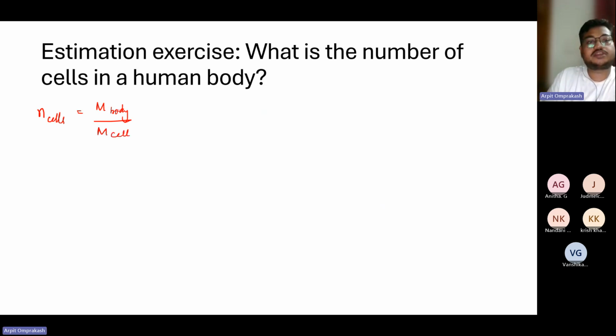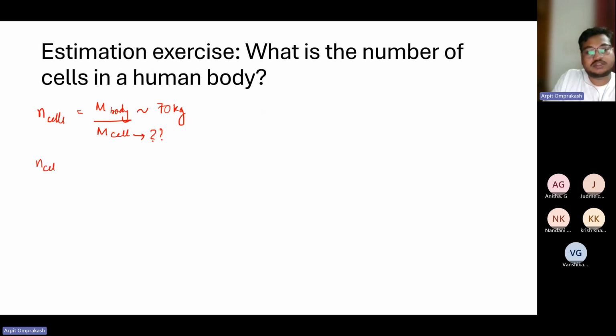Right. So let's say we have the average mass of a human body and we have the average mass of a human cell. We can divide both of those to get an approximate value of the number of cells in the human body. The average mass of the body would be around 70 kgs. But for the mass of a cell, we don't know. So what can we do? There's another equation that we can start thinking about.